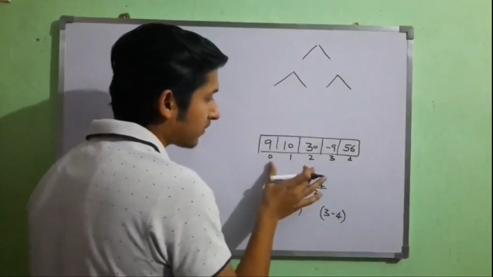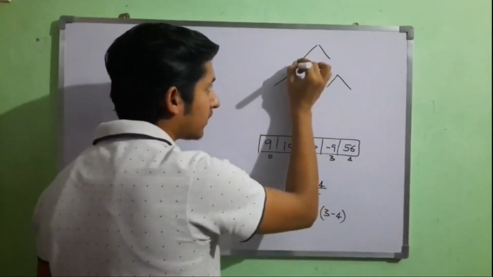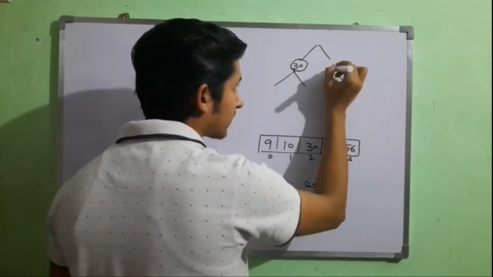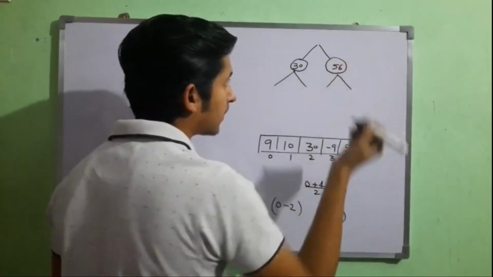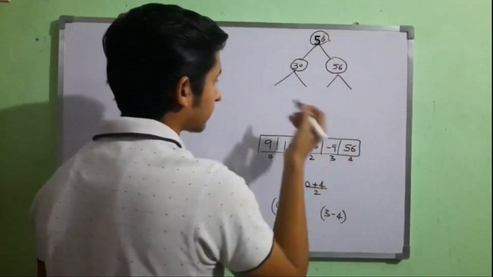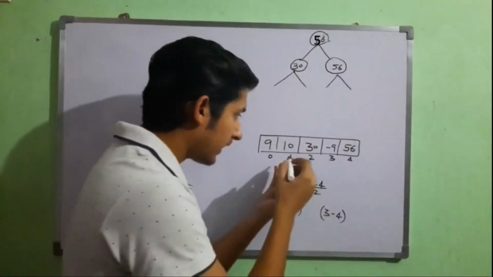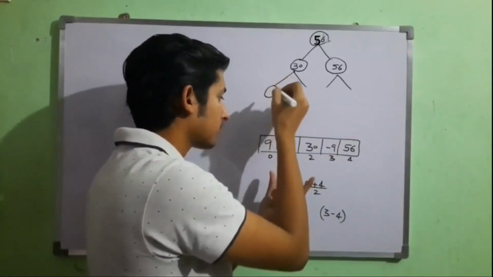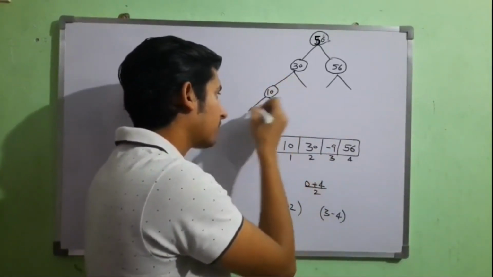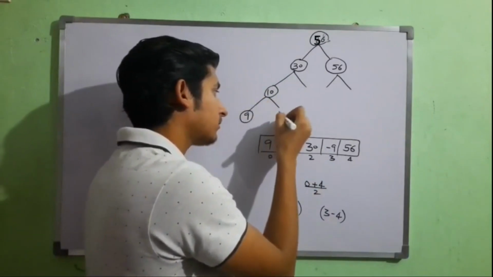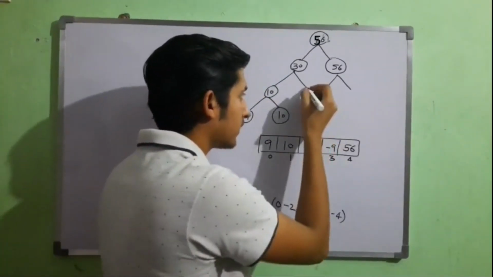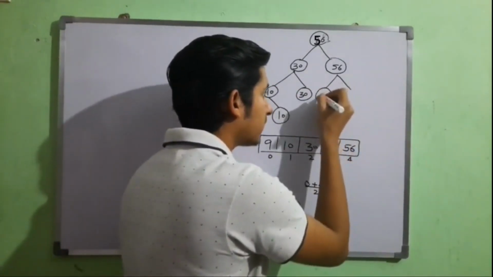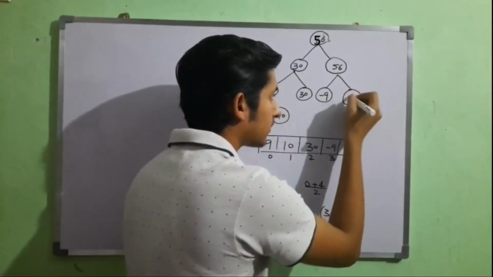The maximum of the first is just 30, and the maximum of the second is just 56. Now 30 is again like a segment, so it will again be broken into halves: 10 and 9 and 10, and here it's just 30. Here it's minus 9 and it's 56.